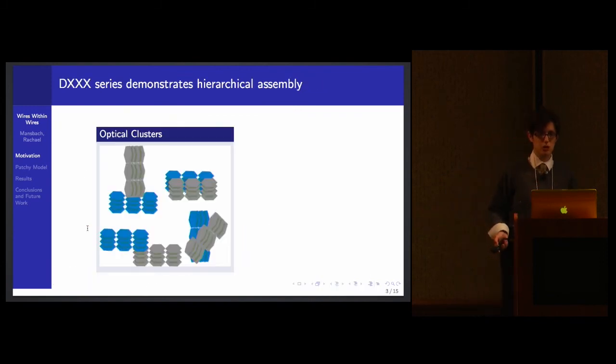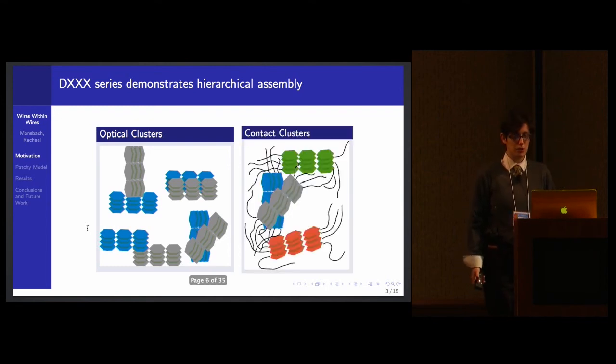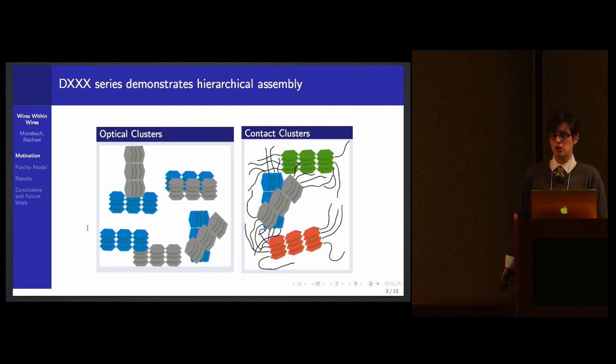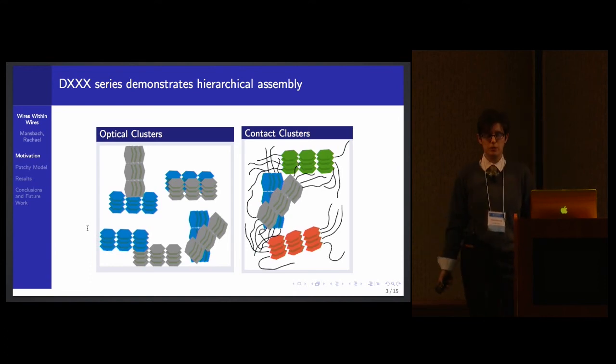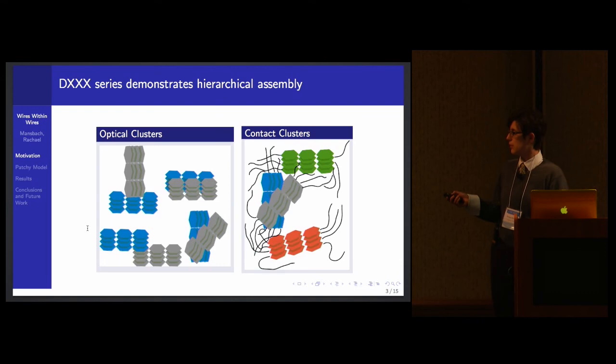And what we've previously shown computationally is that the DXXX series demonstrates a kind of hierarchical assembly, where first we form what we term optical clusters, where there's some overlap between those cores. And then the optical clusters interact via side chain and core-side chain interactions to form what we term contact clusters. And these contact clusters don't have any guarantee of proximity between the aromatic cores. So one of the things I have in mind going into this is that I'm probably interested in increasing the growth rate of the optical clusters, for example.